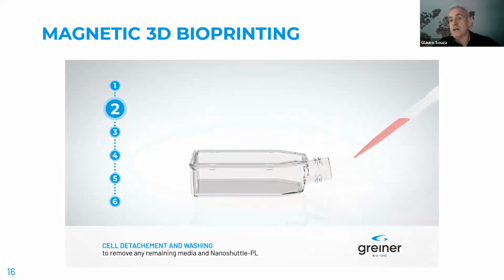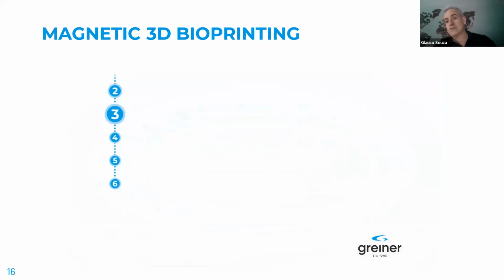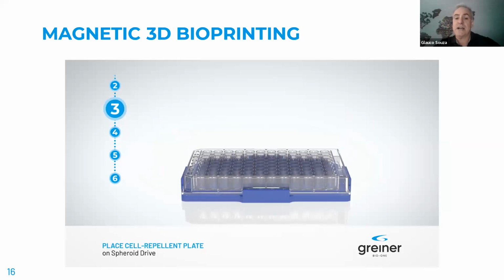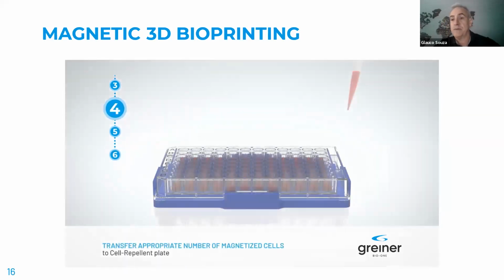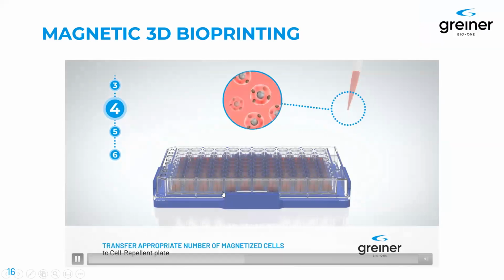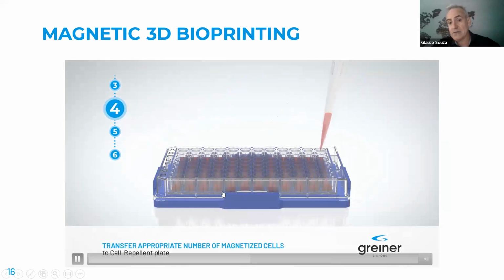Then you want to start your 3D cell culture. You detach your cells as you always do, wash the cells with PBS, trypsinize and count, and then you take your cell repellent plate and put it on the spheroid drive. We call it a dot on the bottom of the well, and you add your magnetized cells to the well.